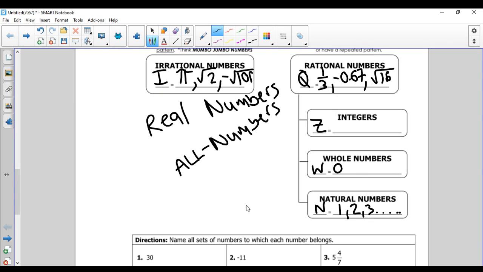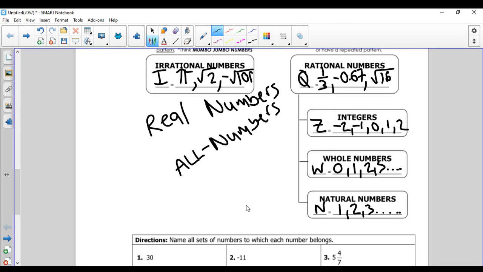So then you have whole numbers. The only difference here is that the 0 is included. And integers, it's all whole numbers and their opposites. So -2, -1, 0, 1, and 2. Now, do these overlap? Of course.